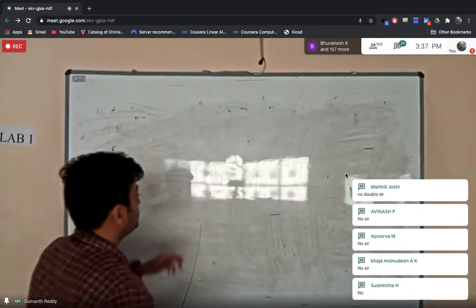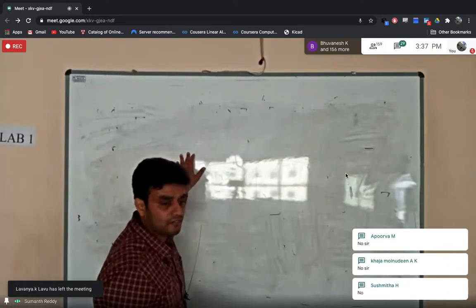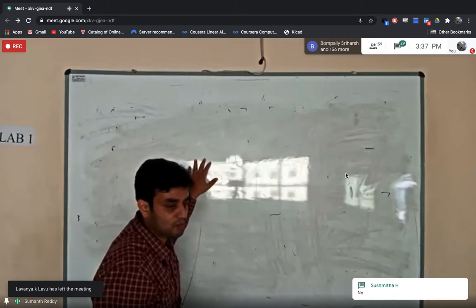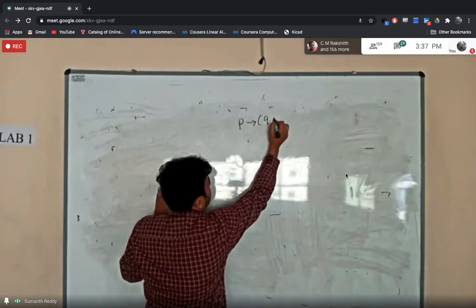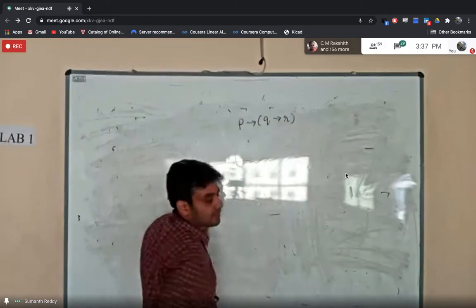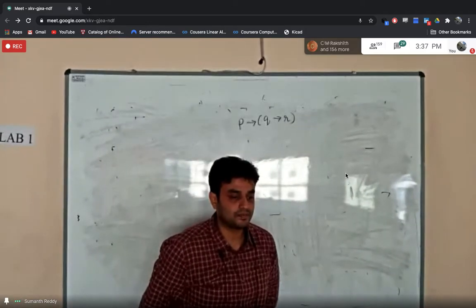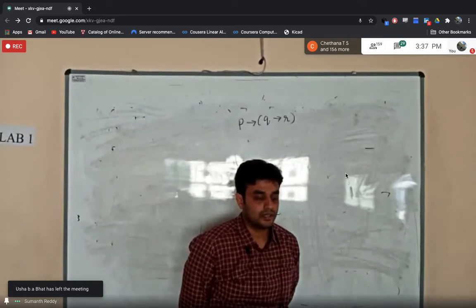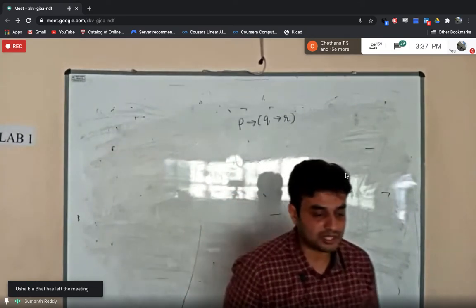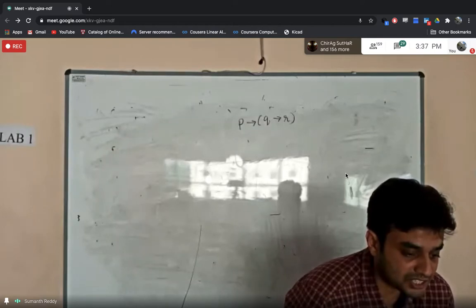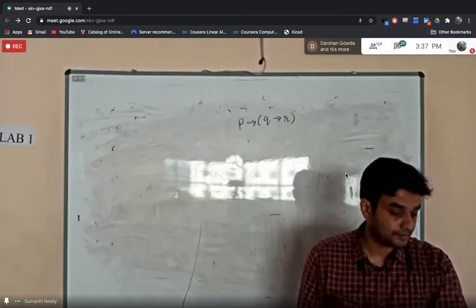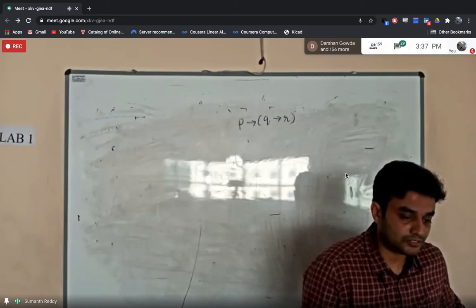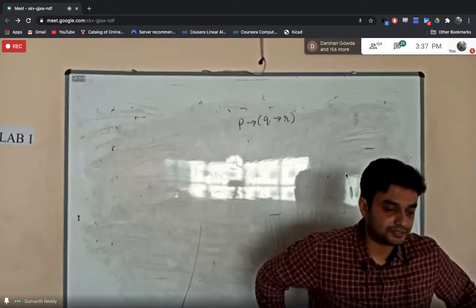Okay. So for your better understanding, I'll just take one more problem. Say for example, if I have P implies of Q implies R. How can I find the dual of this? So you just try to solve this and post the answer in the comment section. You just try to find the dual of this.